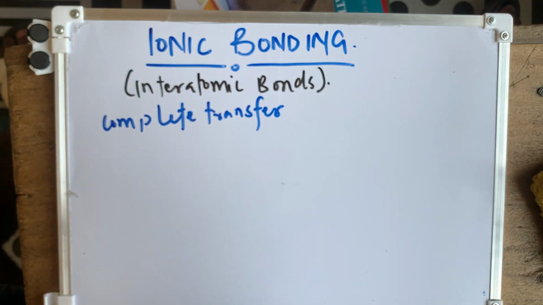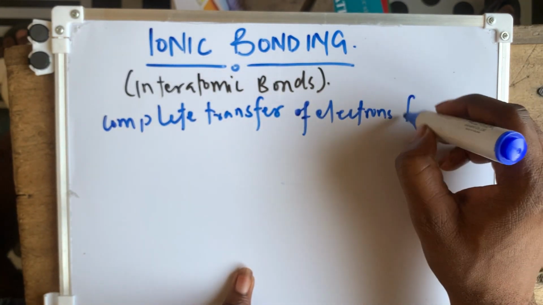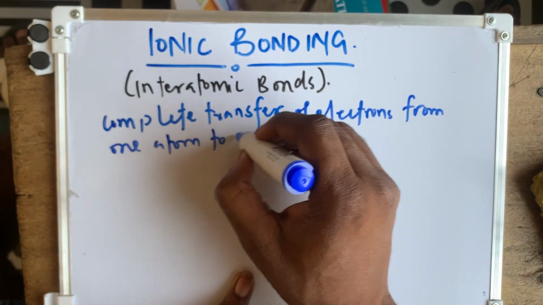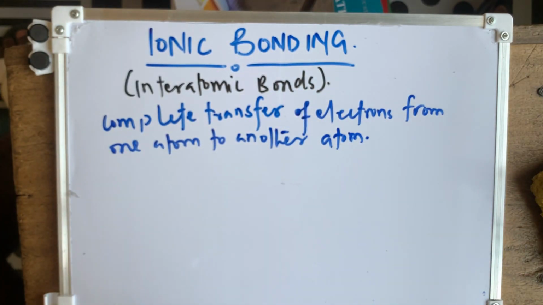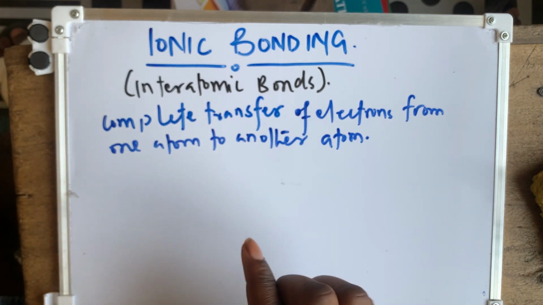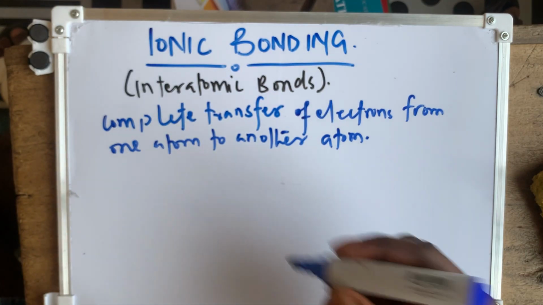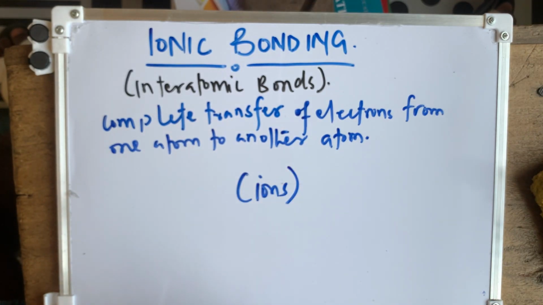Ionic bonding is always characterized by the complete transfer of electrons from one atom to another, resulting in the formation of two charged particles known as ions, which are held together by the help of what?